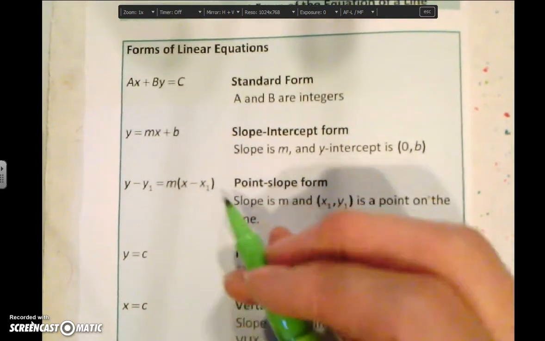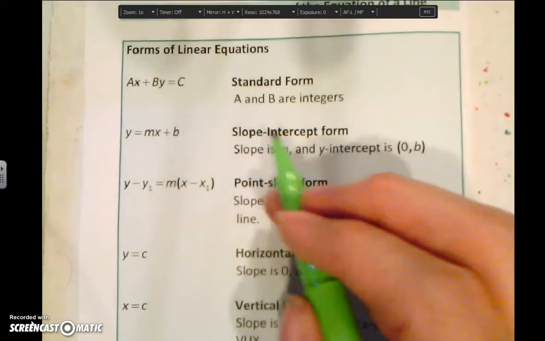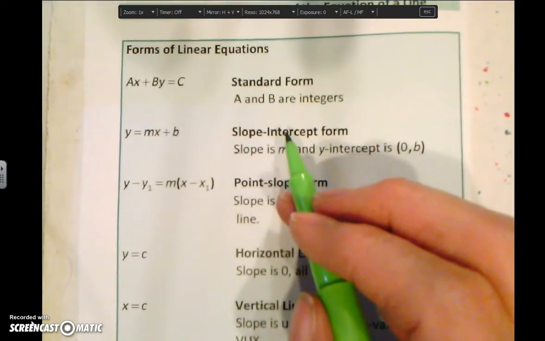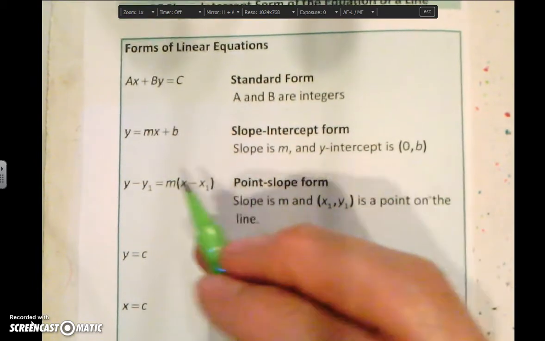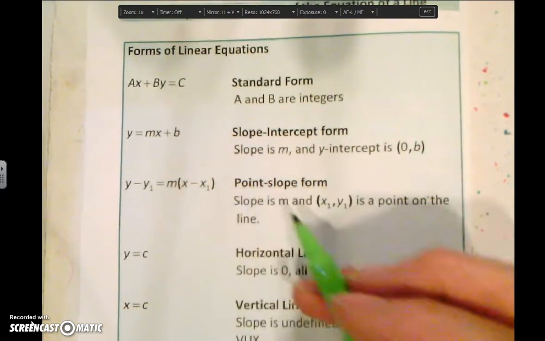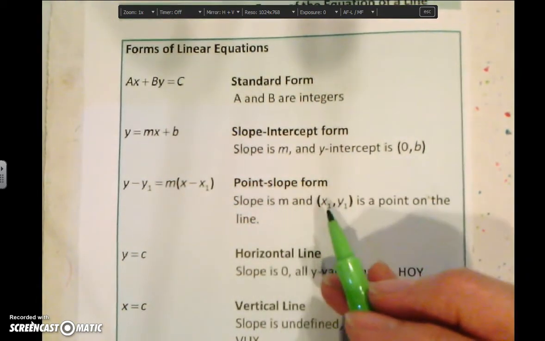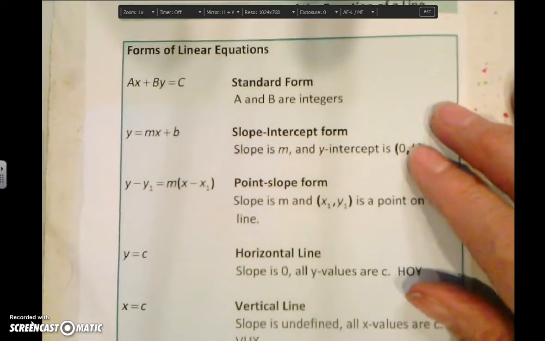When you're given a point and the slope, up here you're given the slope and the y-intercept. So here you're given the slope and a point. You can use this form, y minus y1 equals m times x minus x1. The slope is m and (x1, y1) is a point on the line.